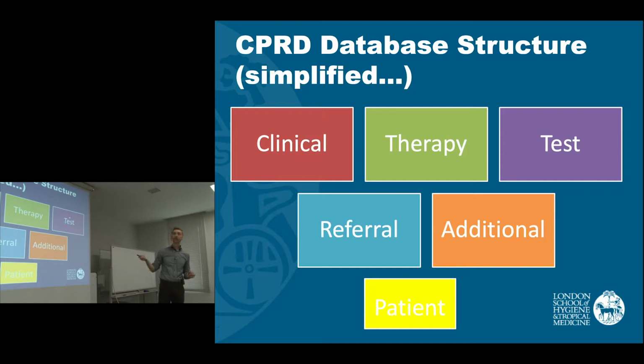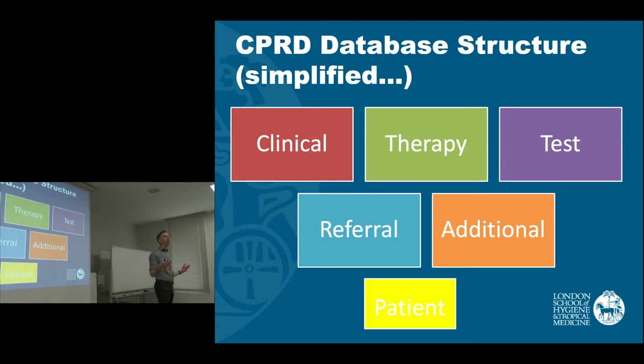We've got test information. So if you've had various blood tests commissioned by the primary care physician, then those results will be available. If a patient is referred on to secondary care, then that's also recorded electronically. There's a whole range of additional information. For example, whether or not people smoke, how much alcohol they drink, their body mass index, all of that sort of information is recorded.